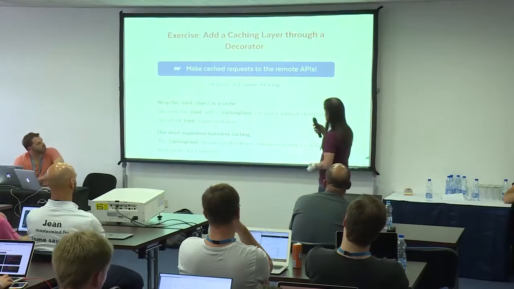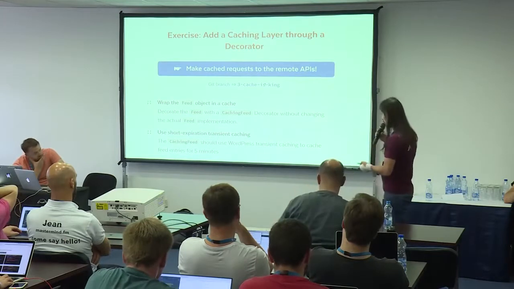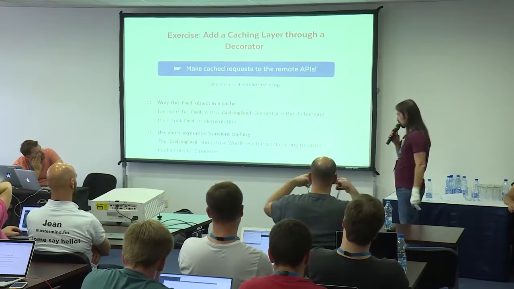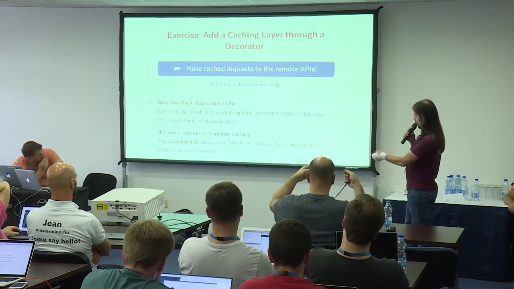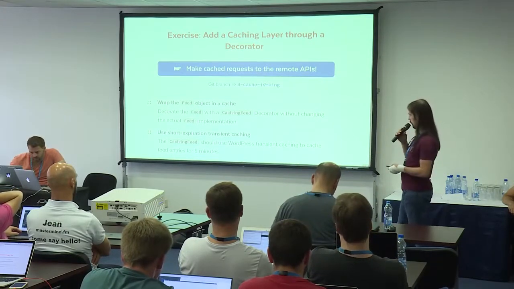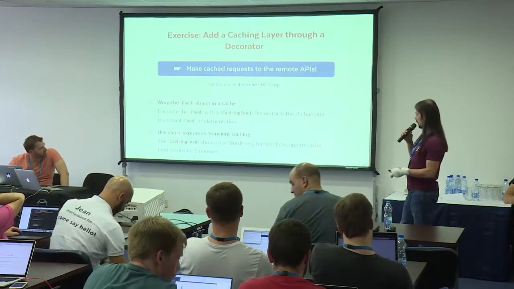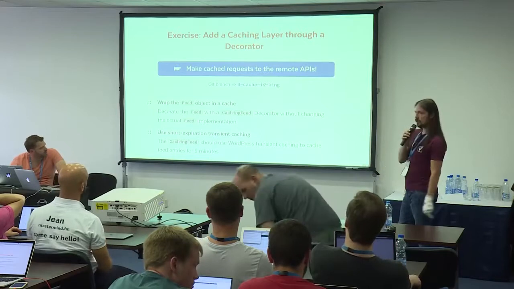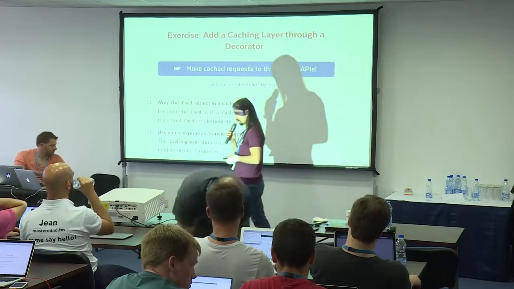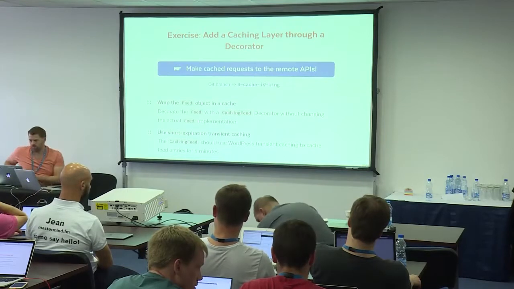Here's the next exercise. So we want to add a caching layer through a decorator. This starts in the branch 3 cache is king. So the feed object should be wrapped into a caching decorator so that we end up with a caching feed. And we want to use short expiration transient caching for this. So just use the WordPress get transient and set transient methods to do the actual caching in this instance.